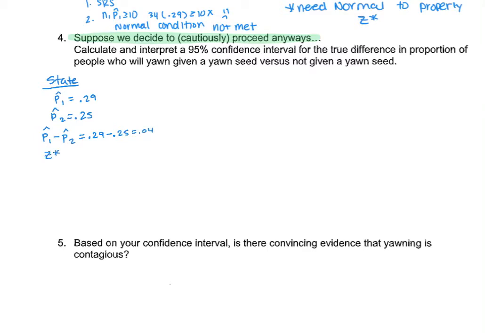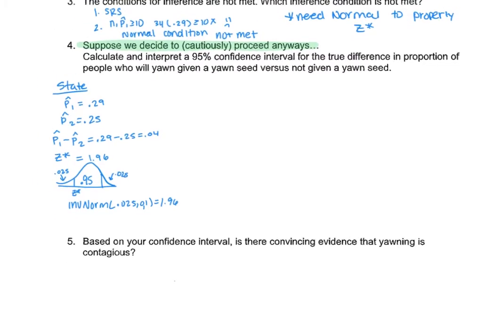You can memorize your z star to be 1.96. If you don't remember 1.96, you can always use inverse normal to get it. If you have 95% in the middle, then you've got 0.025 on each side, and you can do inverse normal of 0.025 with mean 0 and standard deviation 1, and that comes out to 1.96. You can do that with any percentage in the middle to get z star.